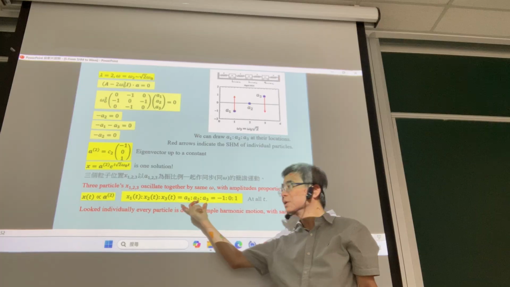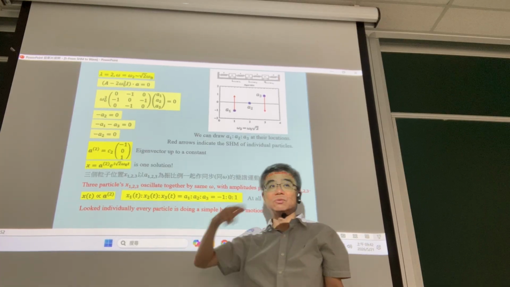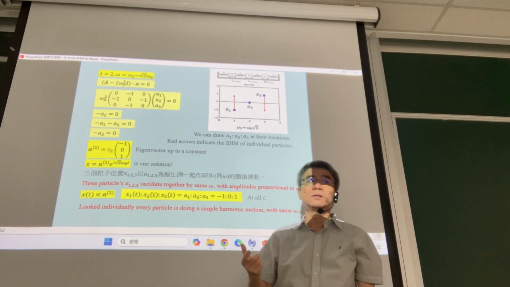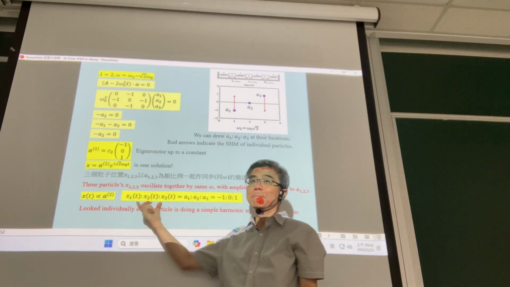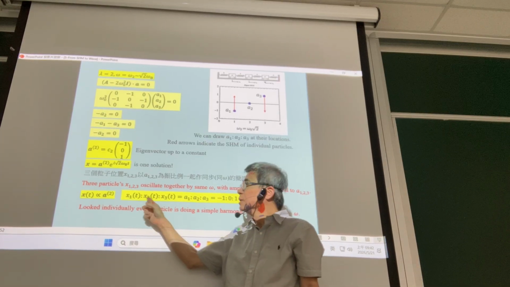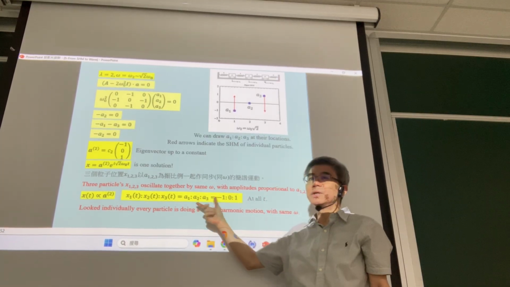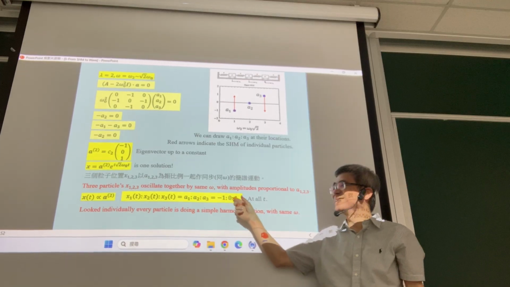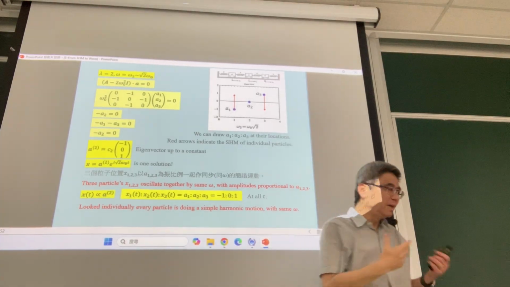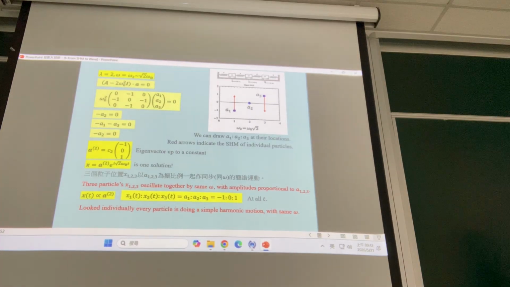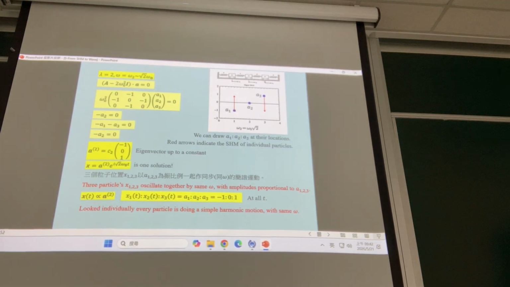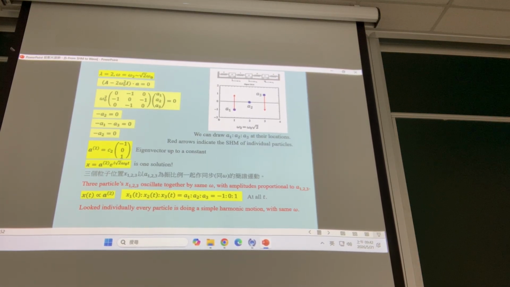So if you know this eigenvector, you know how these three particles oscillate. You know the ratio between them, and it applies all the time. Anytime, the ratio between them will be the same: -1, 0, 1. So it's a very easy way to understand the oscillating mode from the eigenvector. That's the second mode.